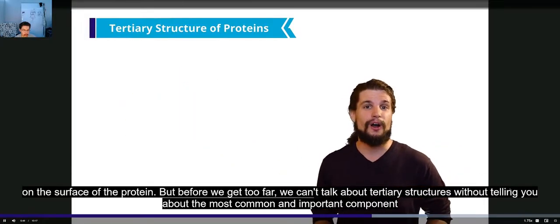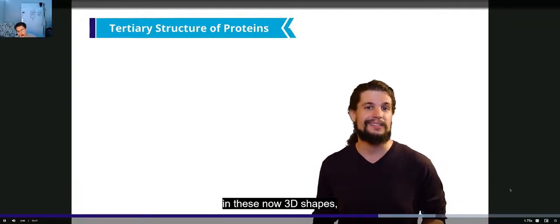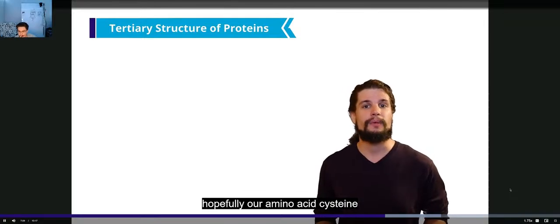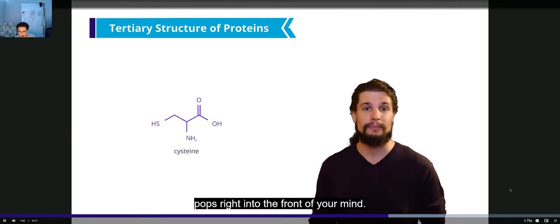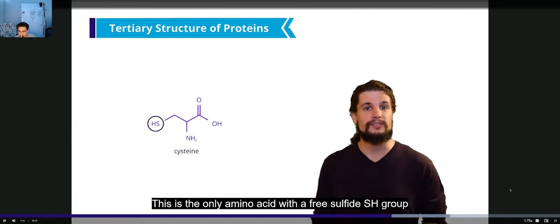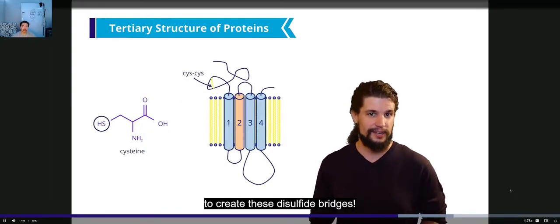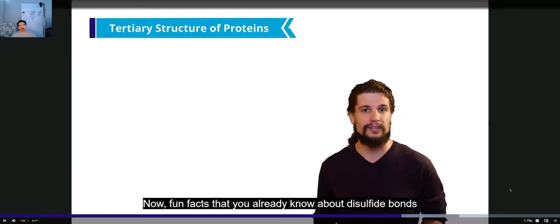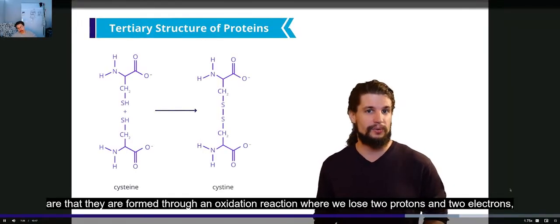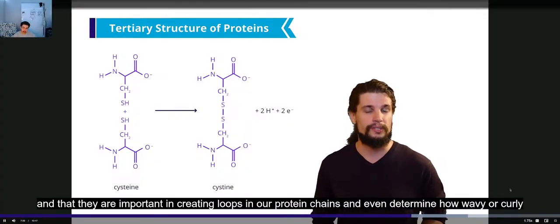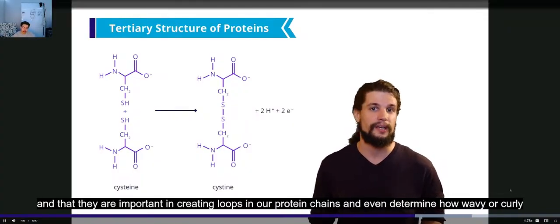But before we get too far, we can't talk about tertiary structures without telling you about the most common and important component in these now 3D shapes, and that is disulfide bonds. When you hear disulfide, hopefully our amino acid cysteine pops right into the front of your mind. This is the only amino acid with a free sulfide SH group that can form bonds with another cysteine to create these disulfide bridges. Now, fun facts that you already know about disulfide bonds are that they are formed through an oxidation reaction where we lose 2 protons and 2 electrons, and that they're important in creating loops in our protein chains and even determine how wavy or curly human hair is.